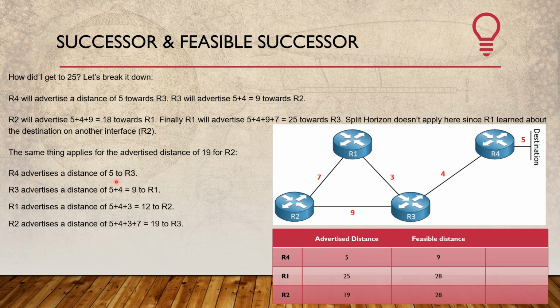R4 will advertise the distance of 5 to R3. That 5 is already advertised to R3. Then the advertised distance of 5 plus 4, which is 9, goes to R1. R1 advertises the distance of 5 plus 4 plus 3, which is 12, to R2. Then R2 will advertise the distance of 5 plus 4 plus 3 plus 7 to R3. That's how this 19 also came. Hope this point is clear. So 5, 25, and 19: one path is received this way, and another path is received this way at R3.